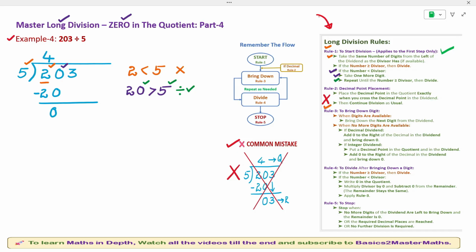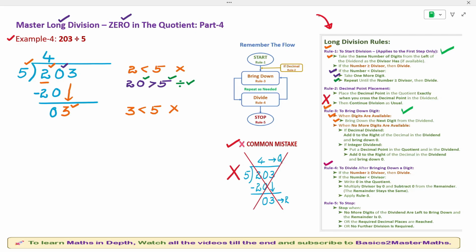Let us apply rule 3. When digits are available, bring down the next digit from the dividend. In this case, bring down 3. Now, rule 3 is complete. Now, the number is 3, which is less than the divisor 5. So, division is not possible.